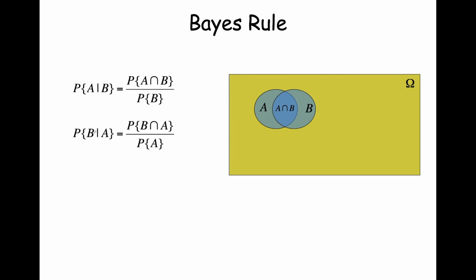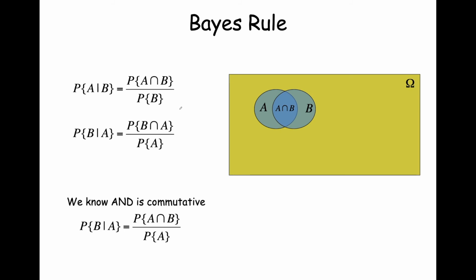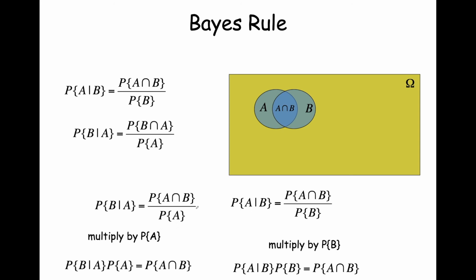And likewise, the conditional probability of B given A is the probability of B and A divided by the probability of A. So now we know that and is commutative, and we're going to rewrite this probability of B given A as probability of A and B over probability of A. We can absolutely do that because you can commute the operands to and. It's the same expression. So here we have probability B given A is probability of A and B over probability of A, and that's expression 1. Expression 2, we write probability of A given B is probability of A and B over probability of B.